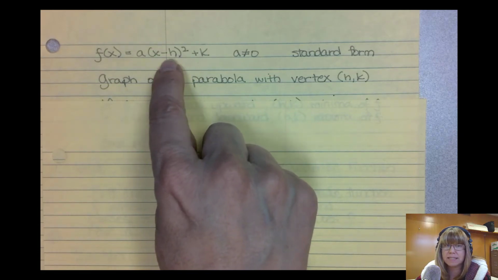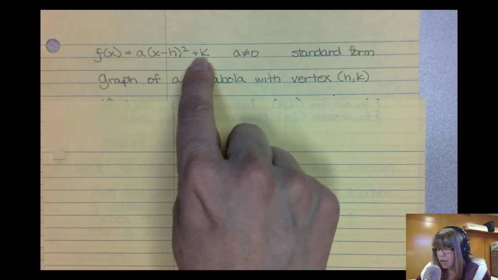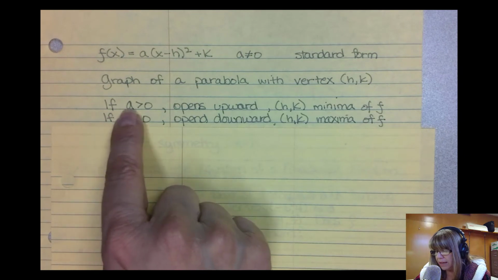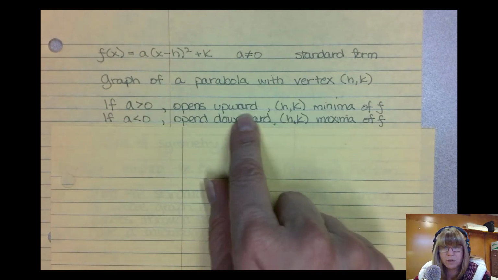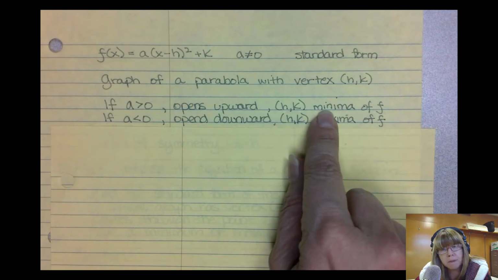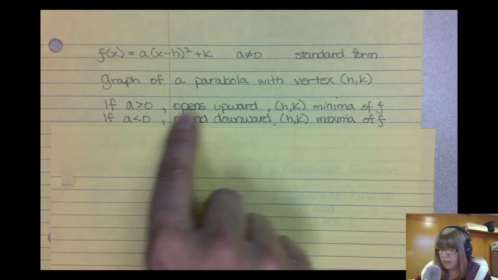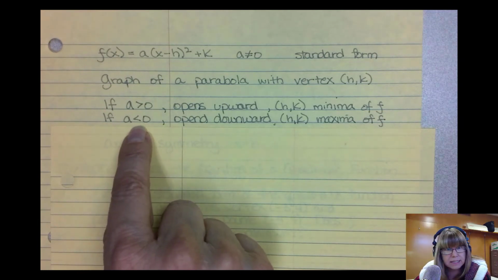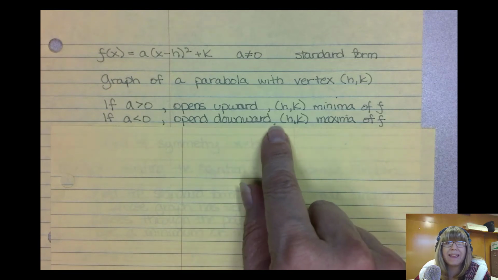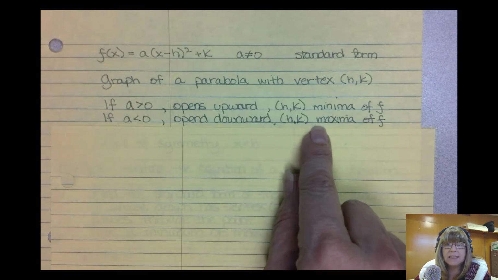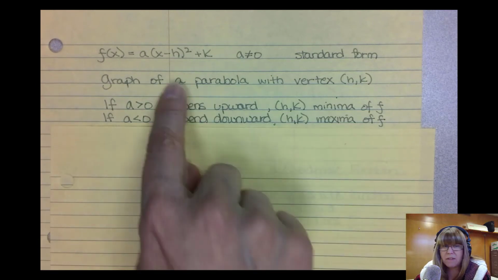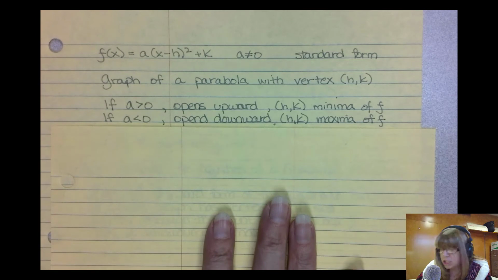If this says plus h, it's negative h. K. Okay. So here we go. If a is greater than 0, it opens upward, and our h, k, our vertex, is actually a minimum of f. If a is less than 0, meaning it's a negative number, it opens downward with a vertex at h, k, and this is a maximum of f. So just having it in this format, it tells us a lot of information.